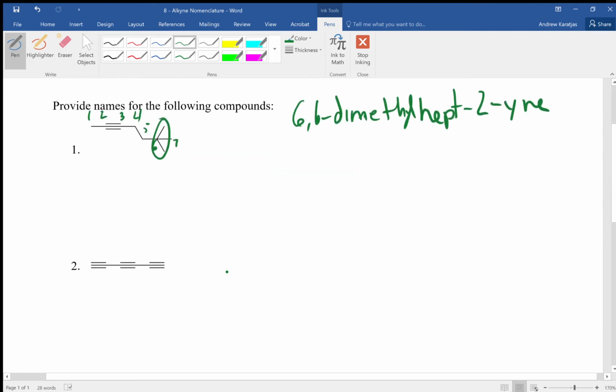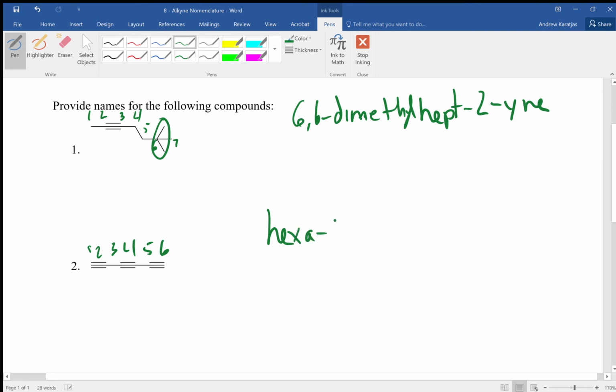Our second example is also extremely straightforward. Molecules that are symmetric always make life easier because you can number it in either direction. It doesn't matter. So I'll do it this way, which is 6 carbons for hexane. There are 3 alkynes though.